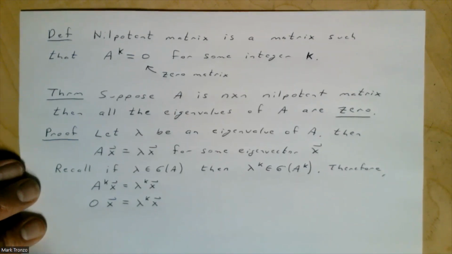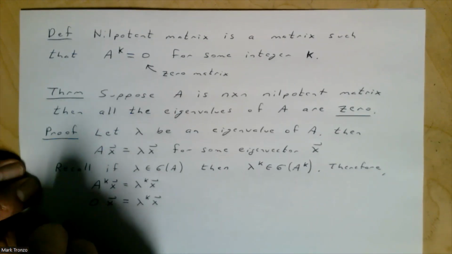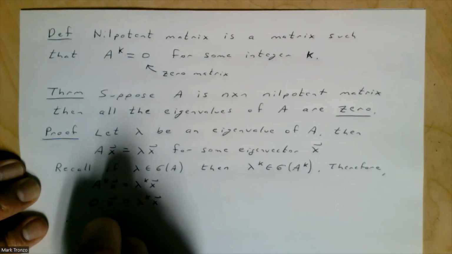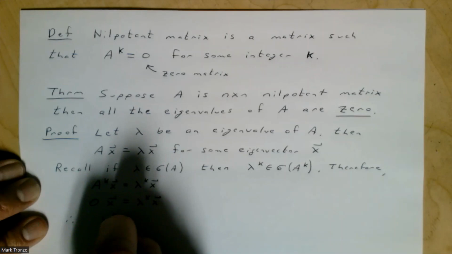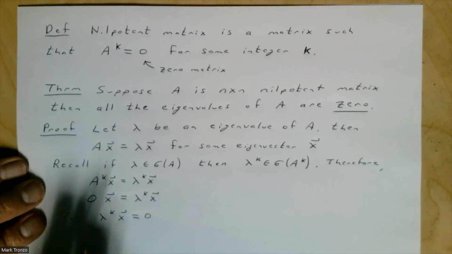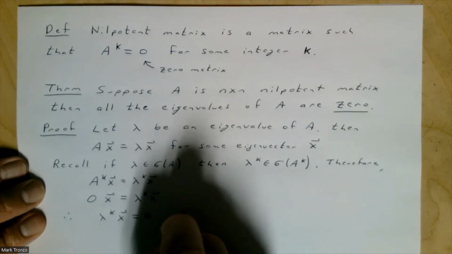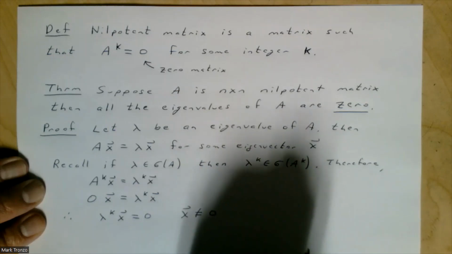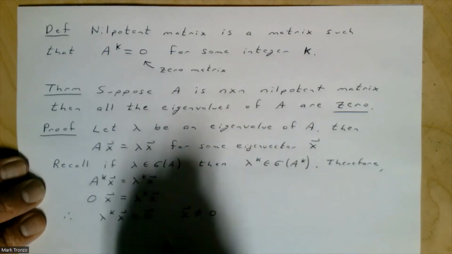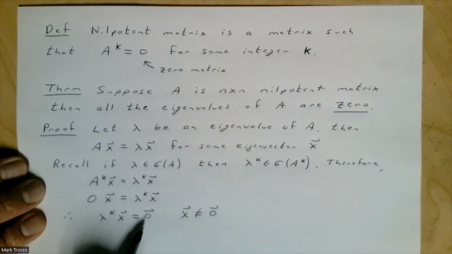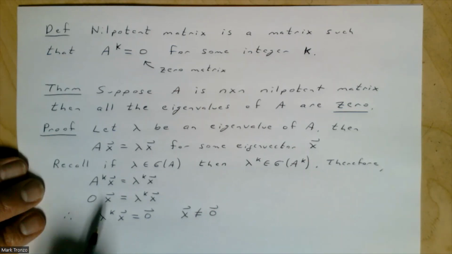Like this. Therefore, of course, that's going to be just 0. Therefore, lambda kx is 0. But remember, eigenvectors are never 0. And this should actually probably be a vector here. Eigenvectors are never 0. Therefore, if you have this to be 0, that implies this has to be 0.